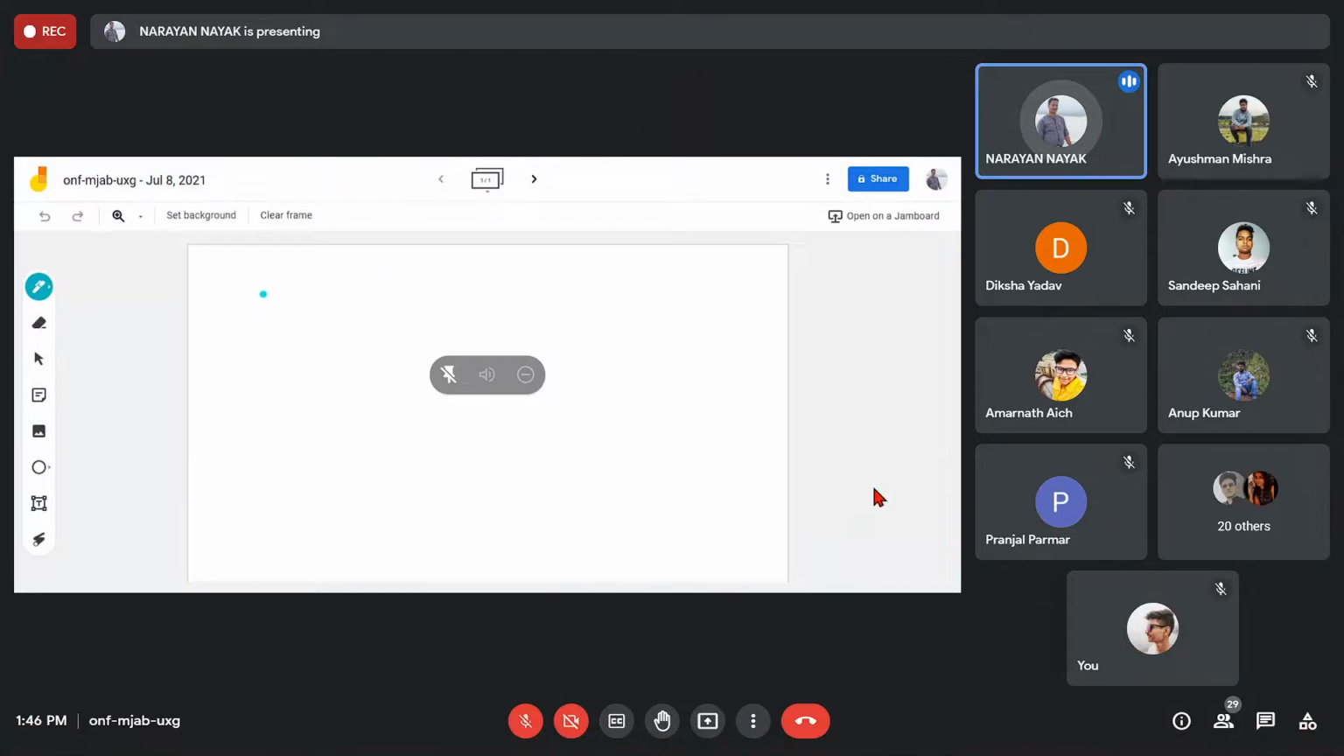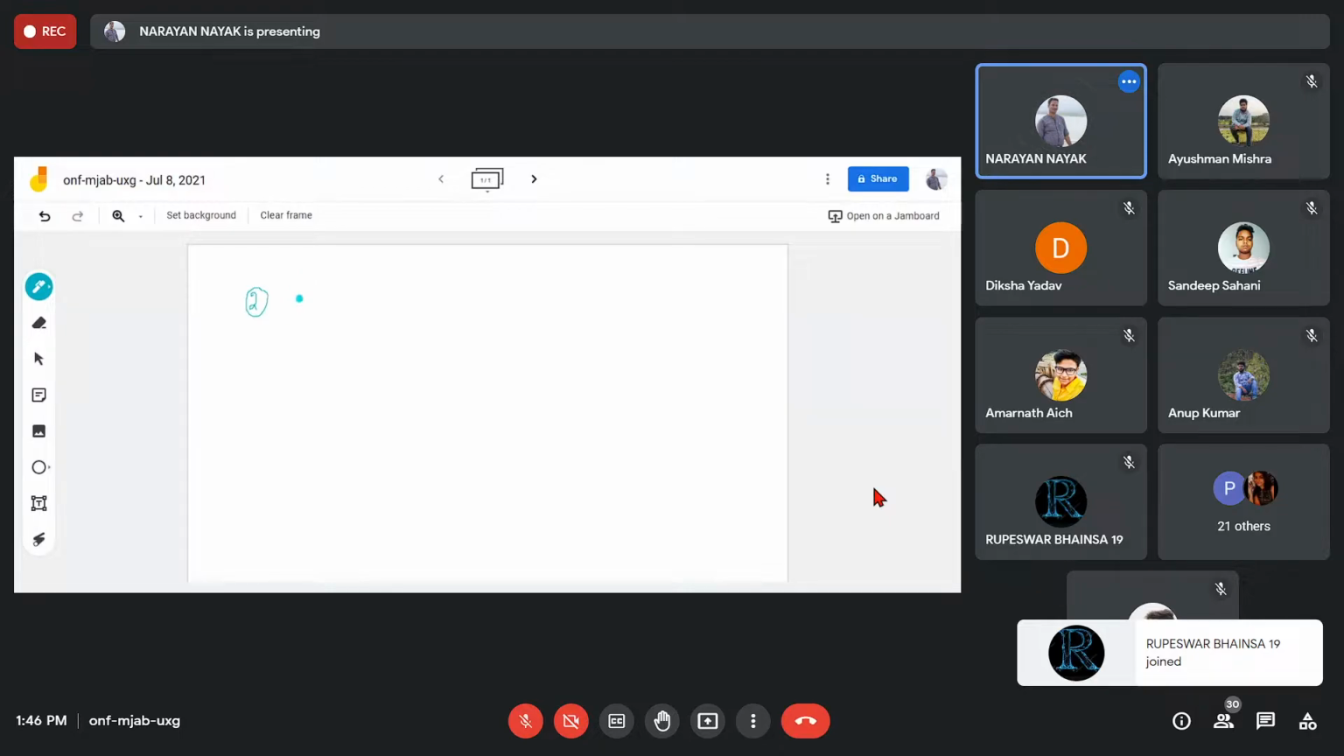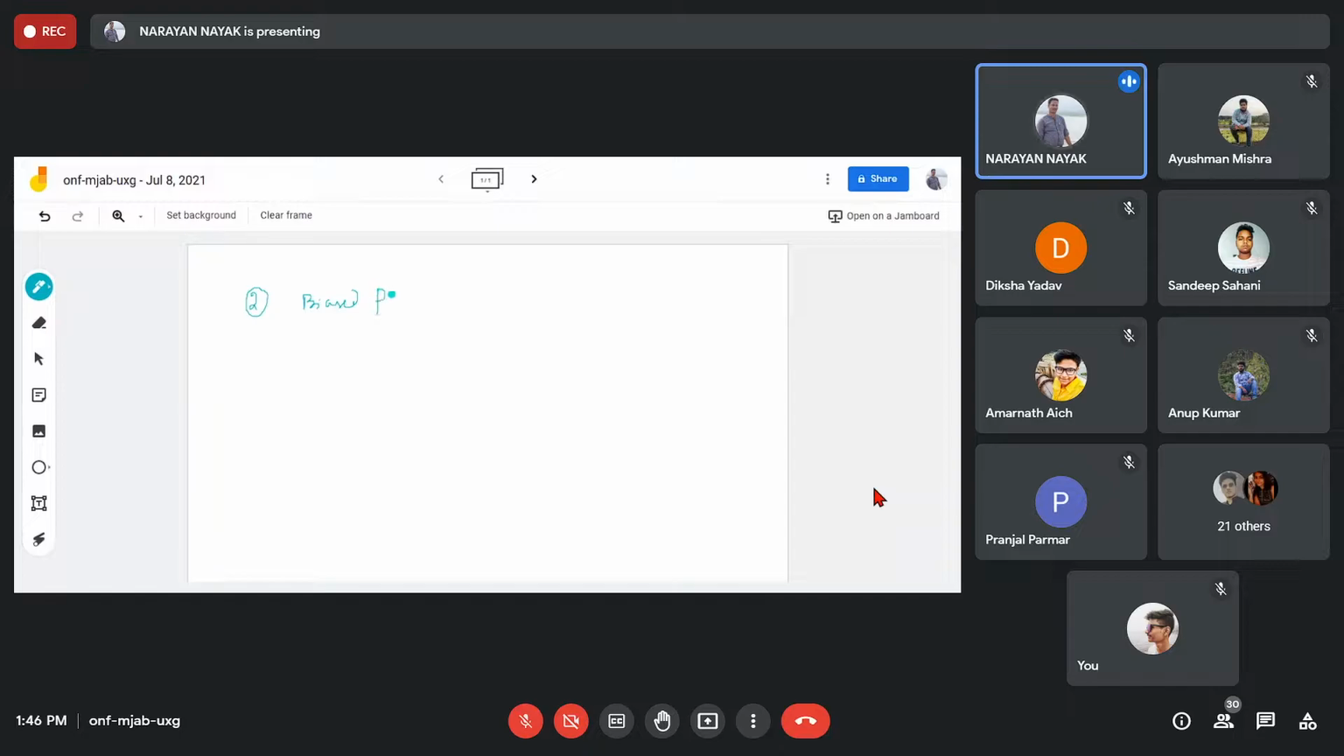Then another form of the clipper is there. Another form of the clipper is the bias positive clipper and bias negative clipper. So in the bias positive clipper and bias negative clipper, what will happen?